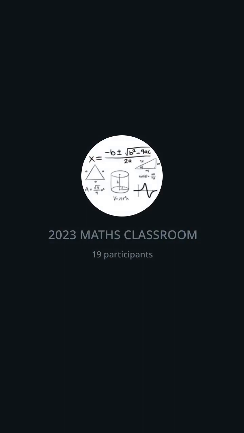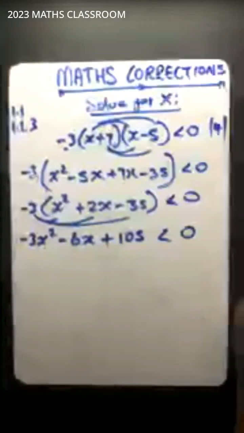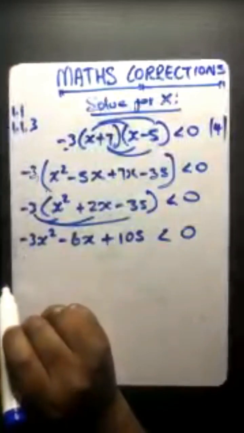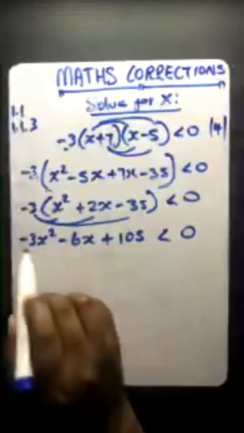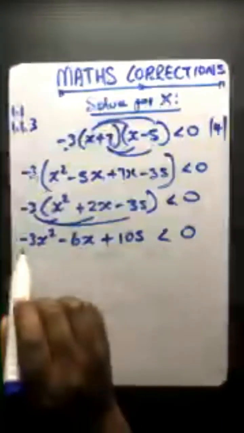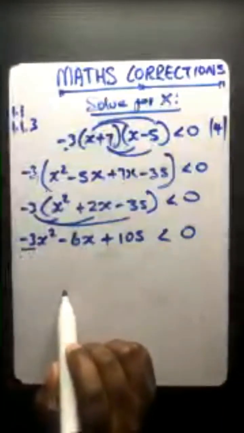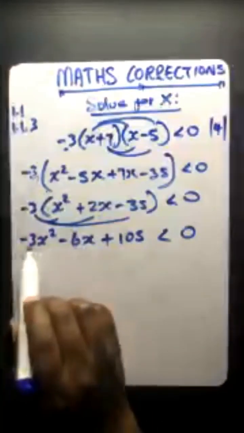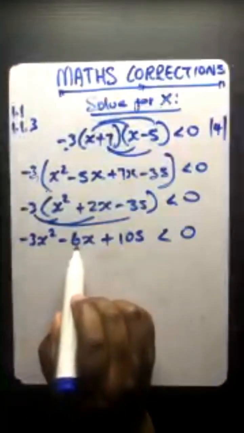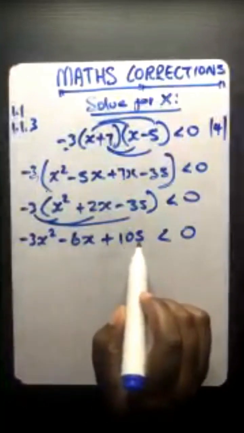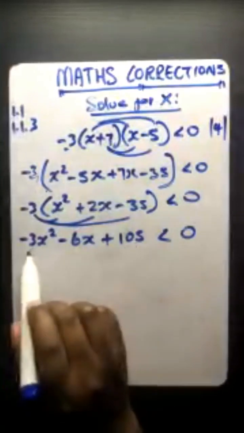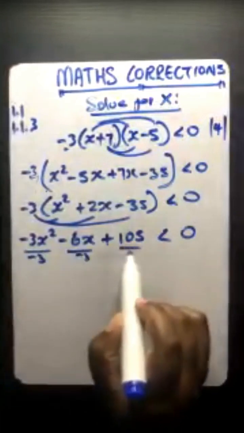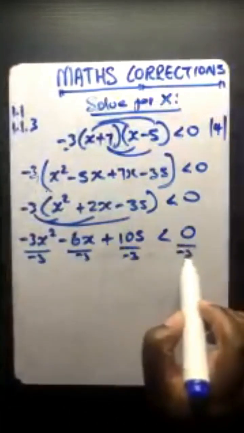So now let me try to remove that negative. Why am I removing it? It's because for this to be in the standard form, I need to have a positive a value there. That is the most important part. So now 3 goes into 6, it also goes into 105. So let me divide by negative 3. So it's more like you're saying you divide everywhere by negative 3. Obviously, there is going to be 0.